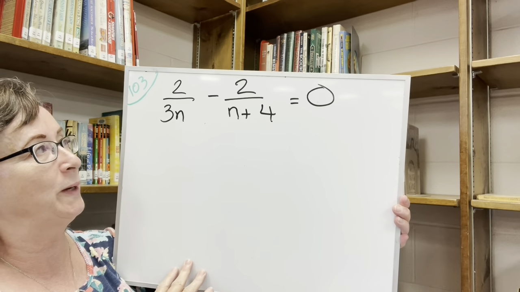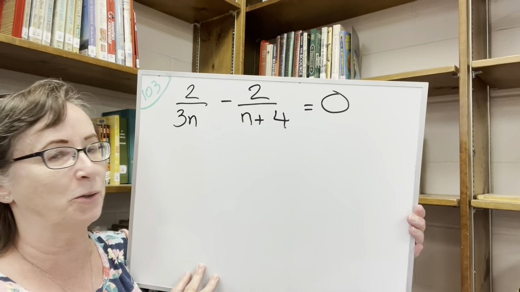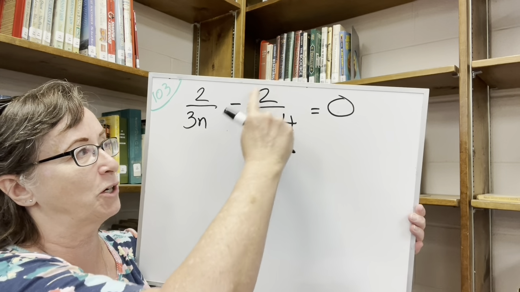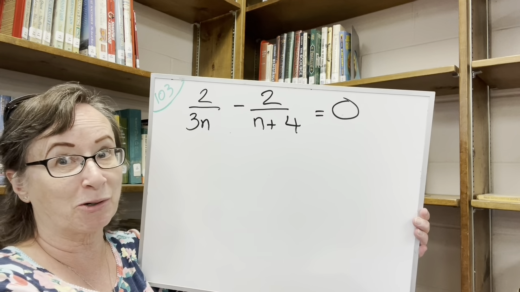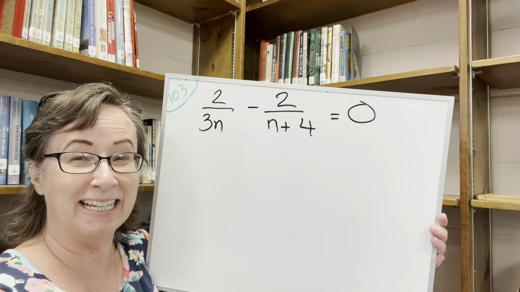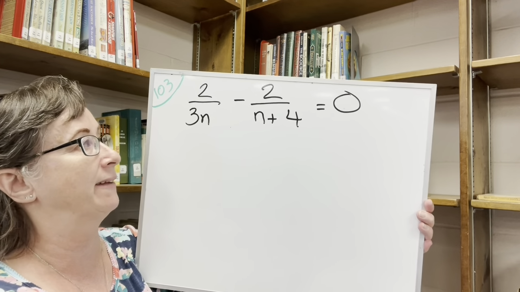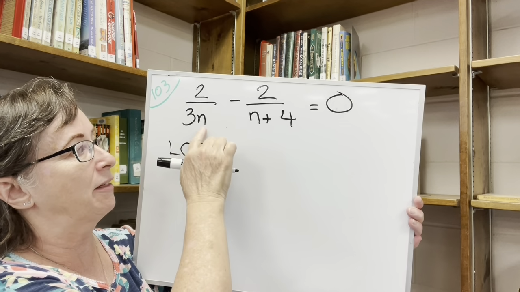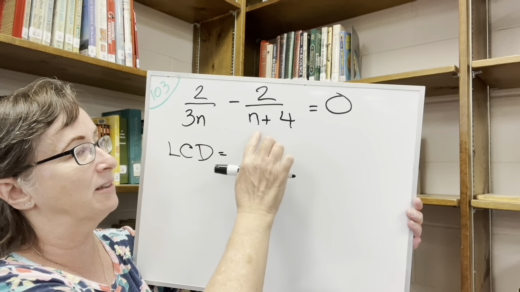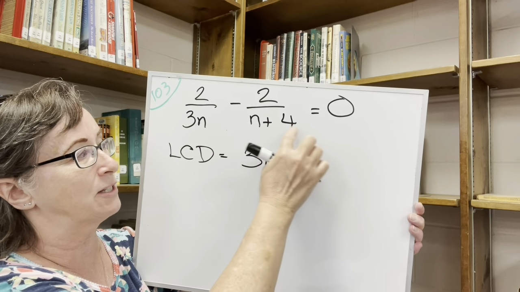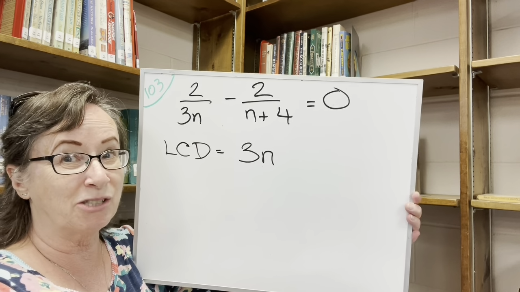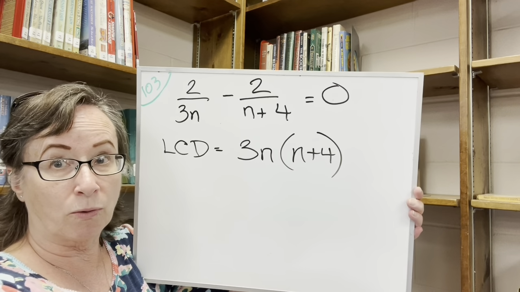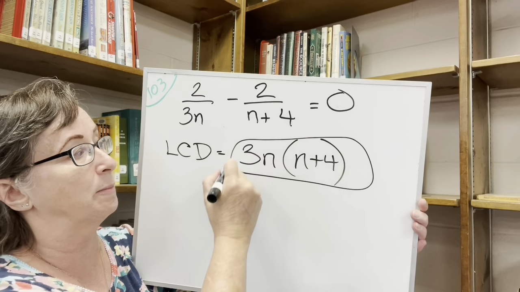All right, so here we have another one that we could turn into a proportion problem very easily. We could add this term to both sides and we could wind up cross multiplying. But since this lesson is about least common denominator, we're going to keep on doing it that way. So we're going to build our LCD. We need a 3n, and we also need an n plus 4. Notice the n plus 4 and the 3n don't share any factors, so we just have to multiply them. So this is my least common denominator.